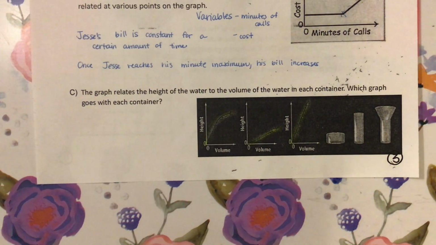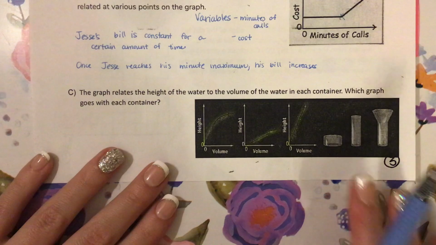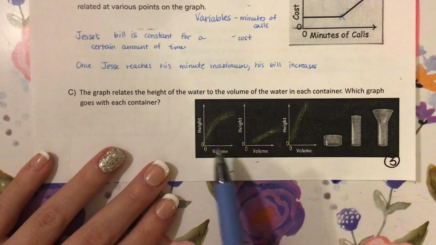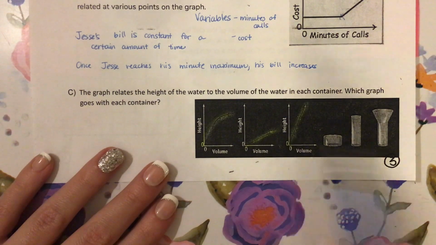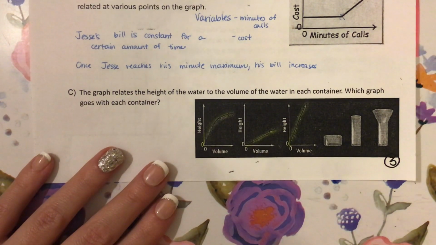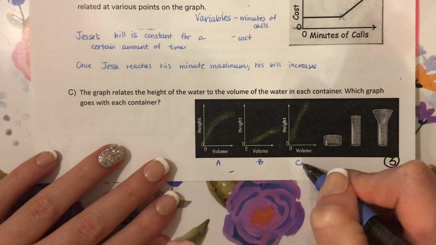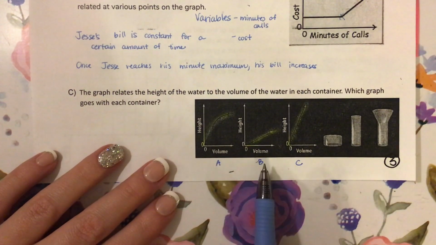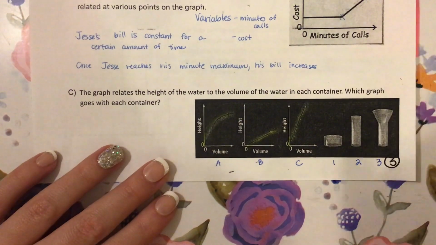But all we're going to do here, it says the graph relates the height of the water to the volume of the water in each container. So we've got 3 containers right here and 3 graphs right here. And it says which graph goes with each container. I'm going to go ahead and label these real fast just so we don't have to worry about which is which. So I'm going to say graph A, graph B, and graph C, and then container 1, container 2, and container 3, just like that.